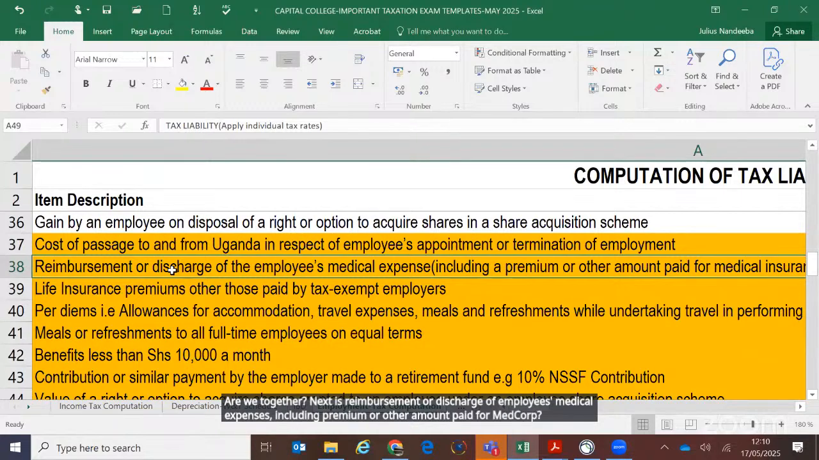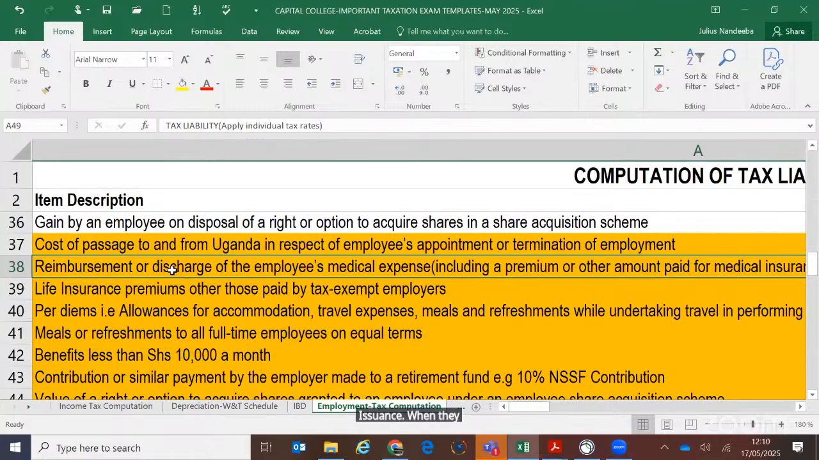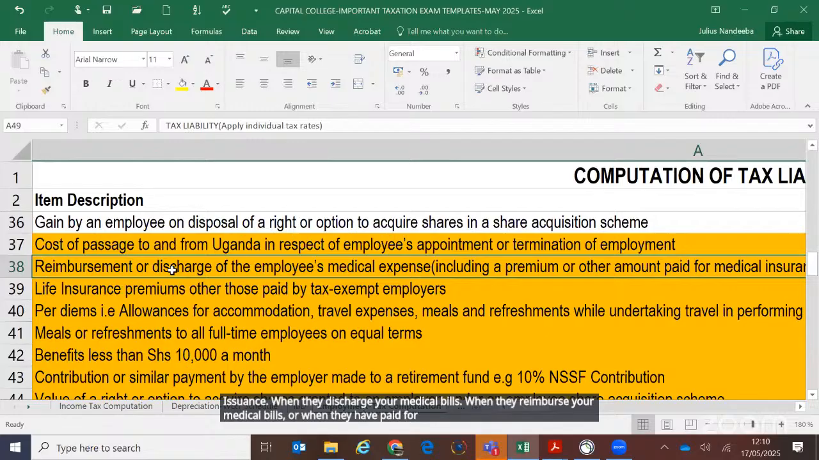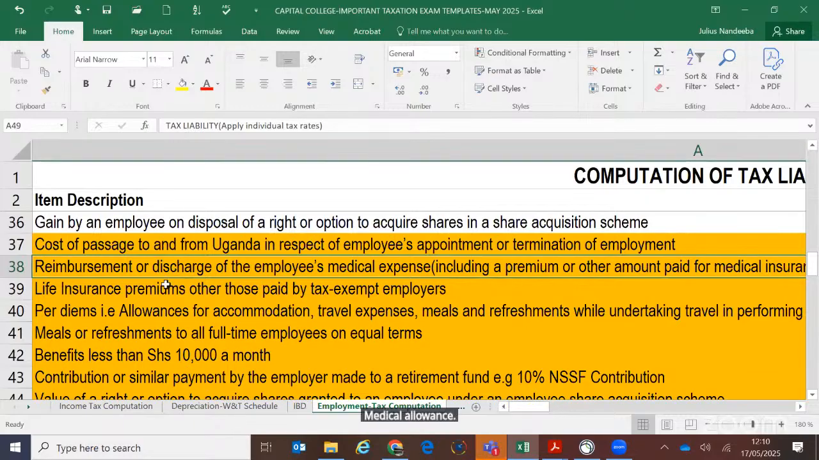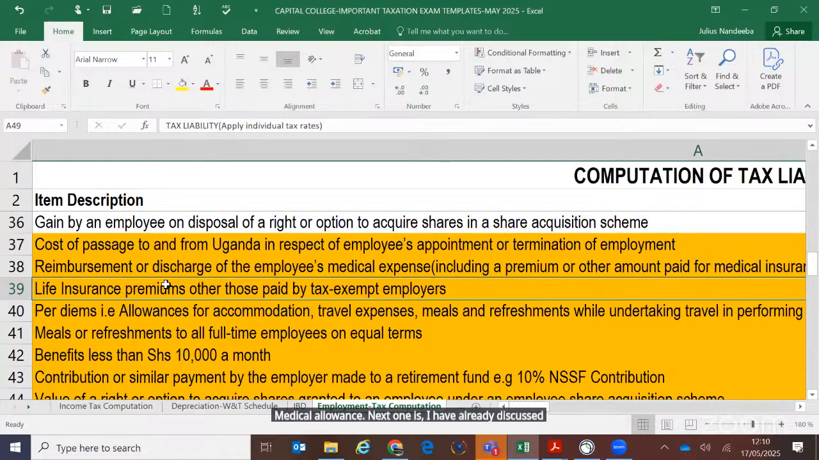Next is reimbursement or discharge of employees' medical expenses, including premium or other amount paid for medical insurance. When they discharge your medical bills, when they reimburse your medical bills, or when they have paid for your medical insurance, we don't tax you. The only time we tax you is when they have given you what? Medical allowance.